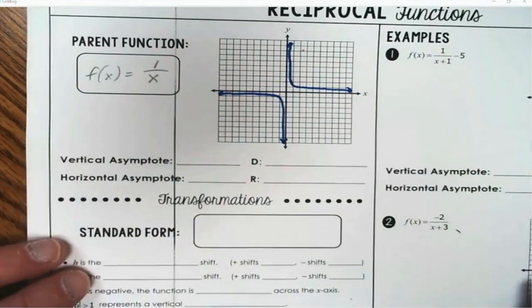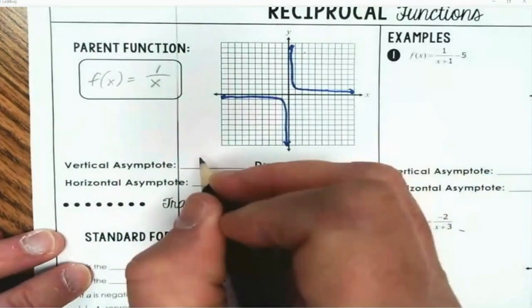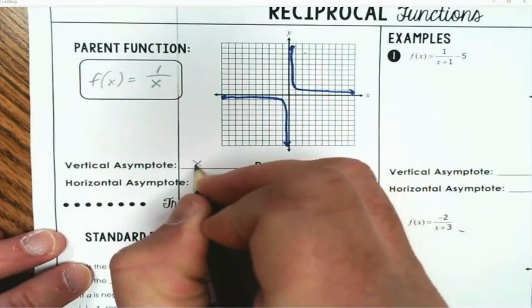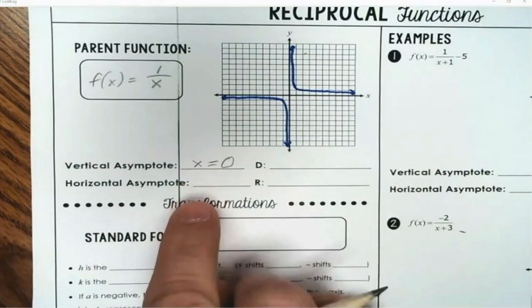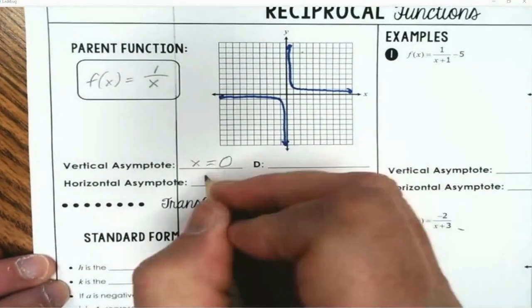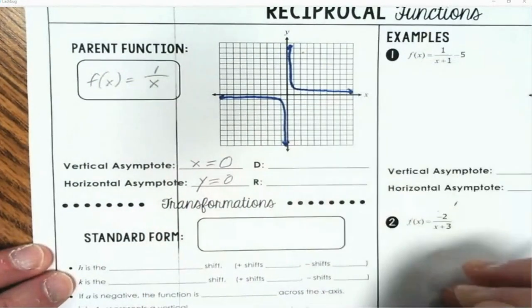So there's a vertical asymptote. Remember, vertical is up and down. There's a vertical asymptote at x equals 0. Cannot be 0. There's a horizontal asymptote at y equals 0. It never gets down to 0 as a value.